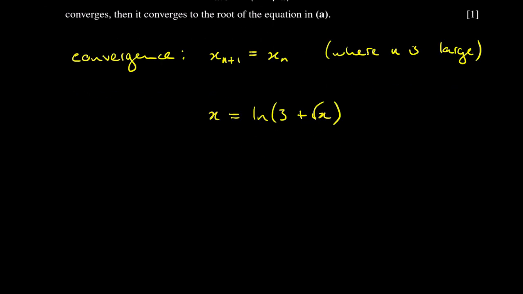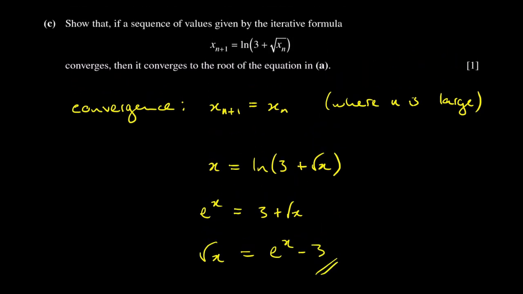Okay, and therefore, if we convert that, we get e to the x is equal to 3 plus root x. And of course, rearranging that, the root of x is equal to e to the x minus 3, which is the same as the equation given in part A. Now, I think in the mark scheme, it doesn't actually require you to state this, but I think it's very important that you understand it. This is the key idea, that convergence means that two consecutive terms are basically going to be the same as each other.